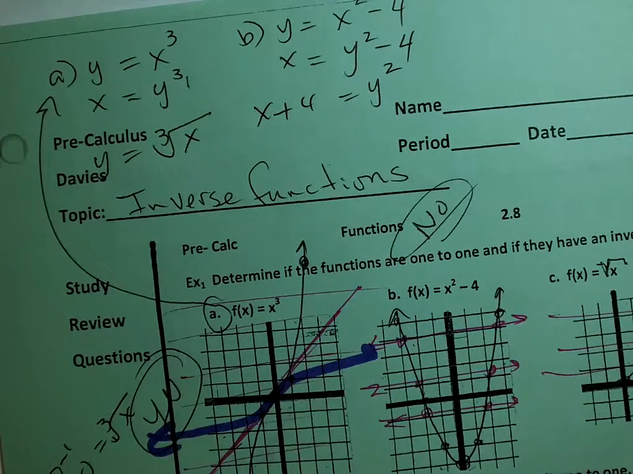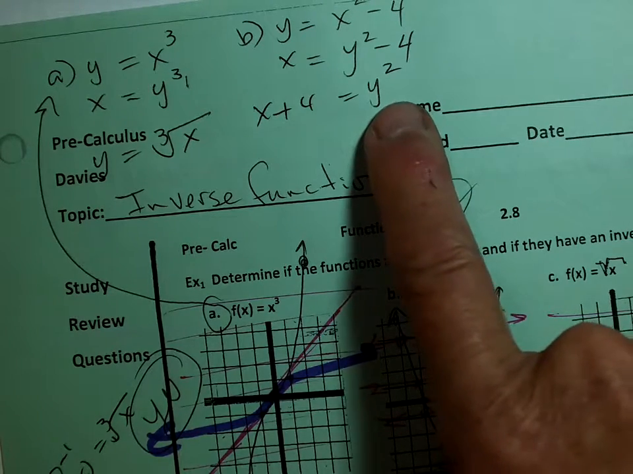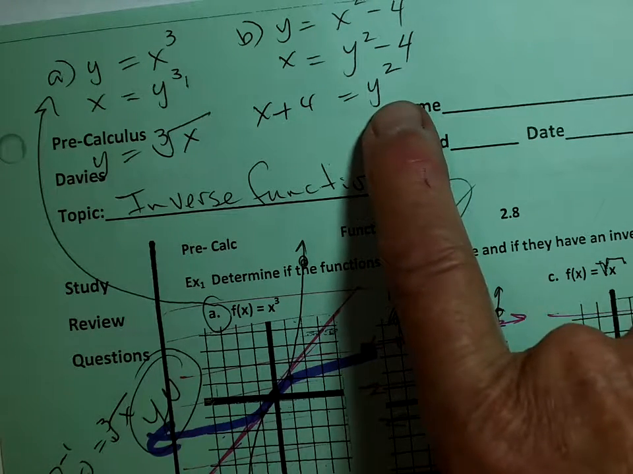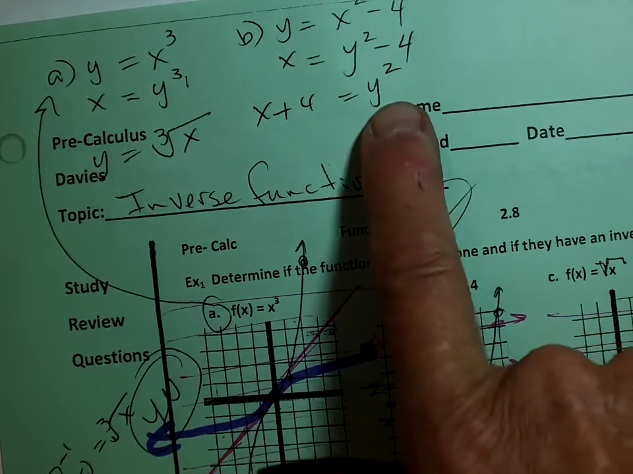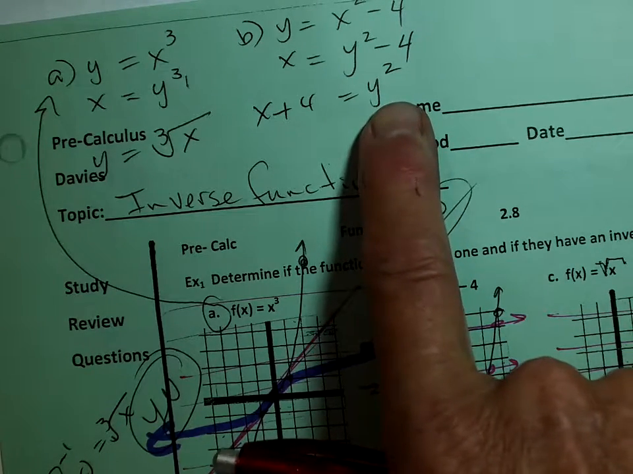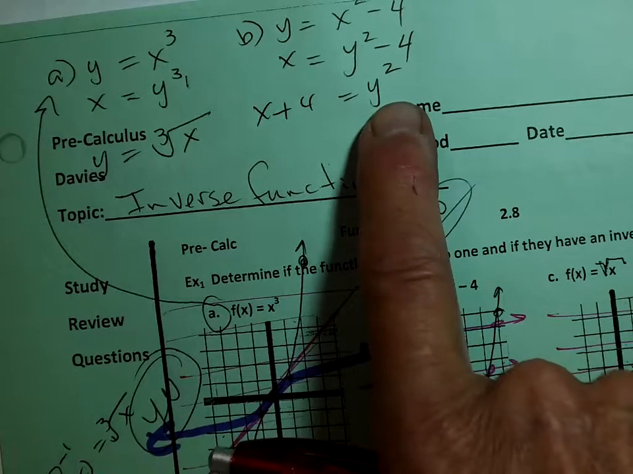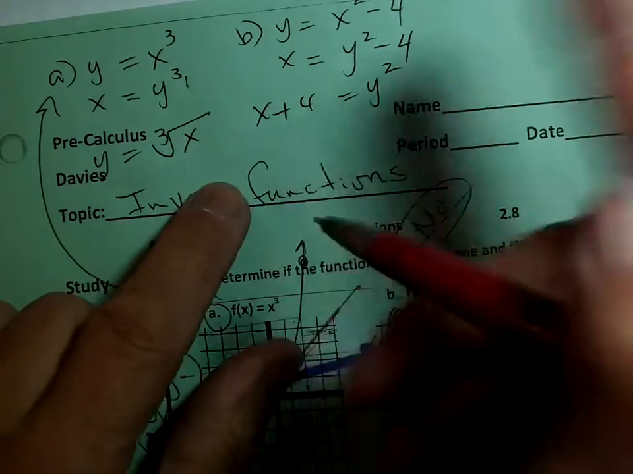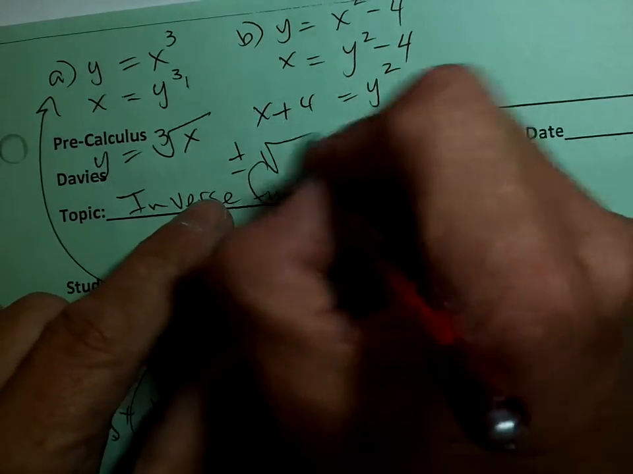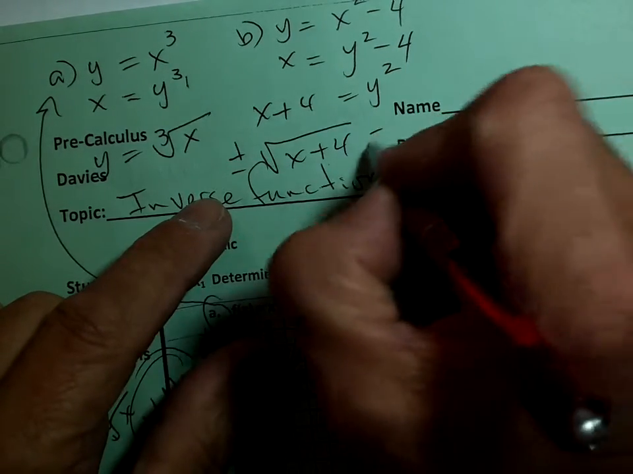How many answers? It's really important. How many answers? Two. It has to be 2. So with 2 answers, you get 2 equations, right? How can it have an inverse if it has 2 answers? It can't. So if you take a look at this, you get plus or minus the square root of x plus 4.